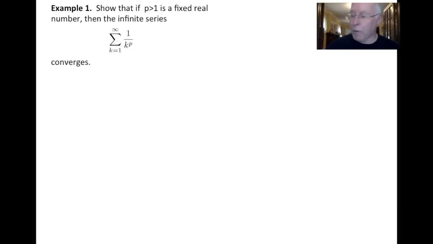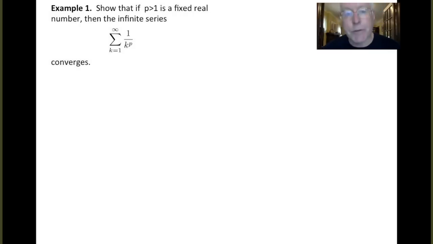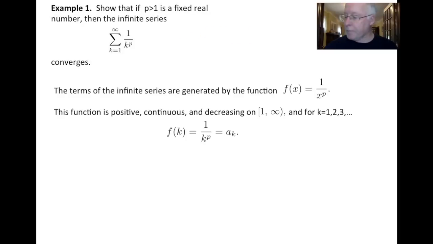So as our example, let's take a look at a fixed number p bigger than 1, and we'll look at the infinite series summation k equals 1 to infinity 1 over k to the p. We'll show that no matter what the p is, as long as it's bigger than 1, this series converges. A series like this, by the way, is called a p-series. We'll say a bit more about them later on in this video.